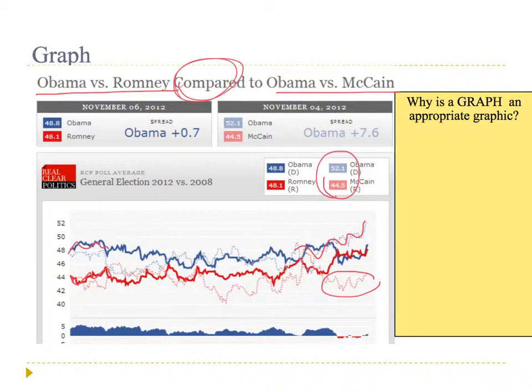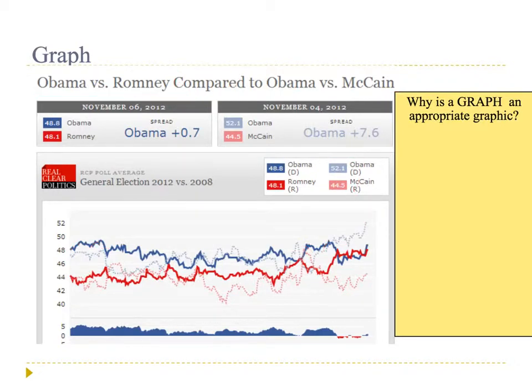So we have two different campaigns going on here. The dark lines are one campaign. The dotted lines are a different campaign. So it's comparing these two campaigns. I want you to tell me, why is a graph an appropriate graphic? Okay, great. So now we're going to go on to when a graph would not be appropriate.